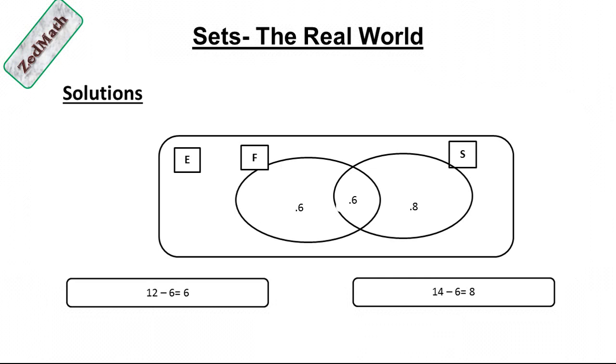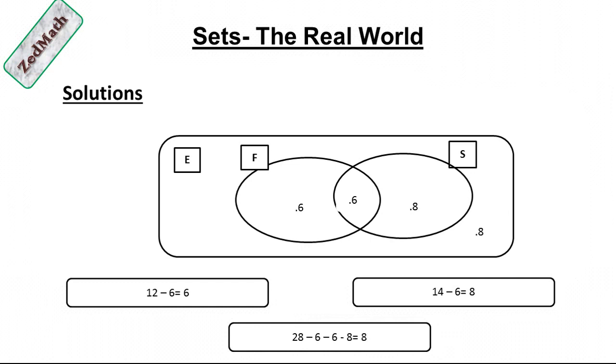Now there were 28 people at that meeting, so we can subtract the number of people who are farmers only, soldiers only, and both farmers and soldiers from 28, the total number of people present in the meeting, to see if there were others who were neither farmers nor soldiers. We do this like so: 28 minus 6 minus 6 minus 8, and we get 8, and we indicate it there. So this is the number of people who were neither farmers nor soldiers. They were present in the meeting, but they were not farmers or soldiers.